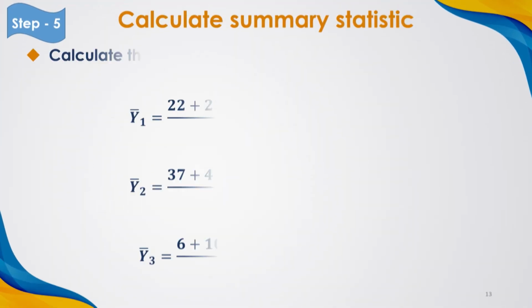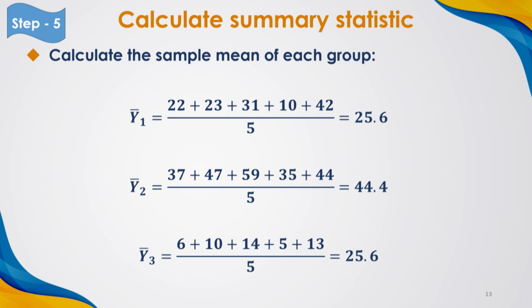The next step is calculating the summary statistics. The summary statistics for one-way ANOVA are the mean and standard deviation. So, we are finding the three means. Y1 bar is the mean of the first group. How do we find that? We add all the observations and divide by the total number of observations in the group, that is 5. So we have 22 plus 23 and so on up to 42 divided by 5, which is equal to 25.6. This is the first group mean, that is Y1 bar.